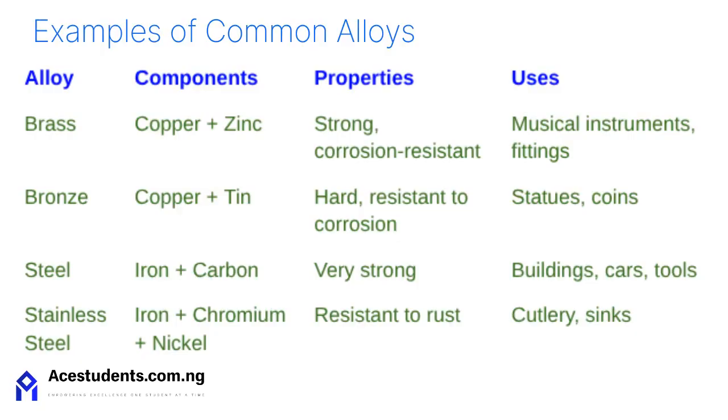Here are some common alloys you should know. Brass, made from copper and zinc, is strong and resists corrosion, perfect for instruments and door handles. Bronze, made from copper and tin, is even harder and used in statues and coins. Steel, a mixture of iron and carbon, is very strong and used in construction. Stainless steel includes chromium and nickel, giving it rust resistance, ideal for kitchen tools and sinks.